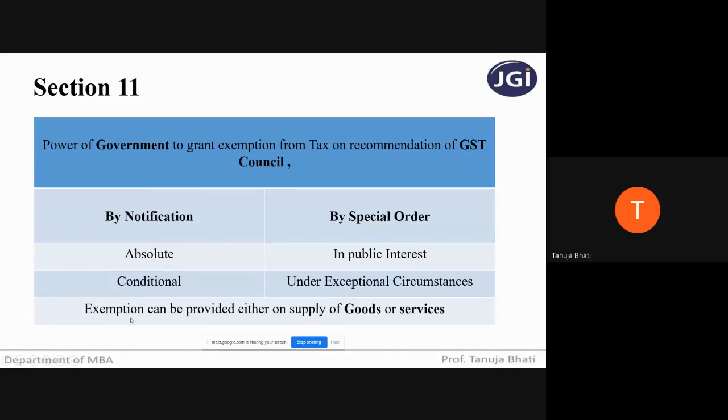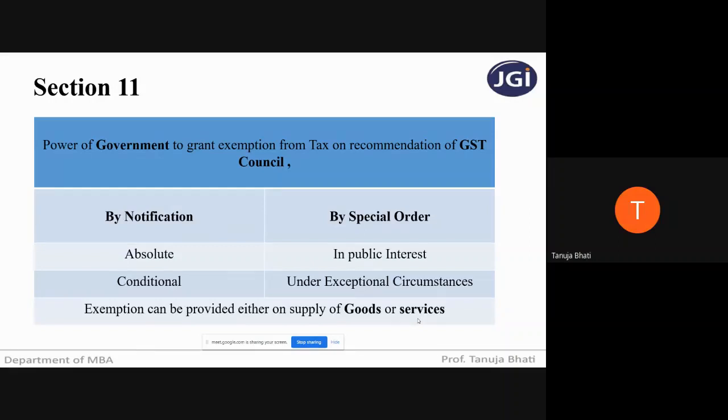So exemptions can be given by the government either on supply of goods or services. So exemptions are given on both goods as well as services. So students, have you understood section number 11? Yes, ma'am. Okay, let us move ahead.